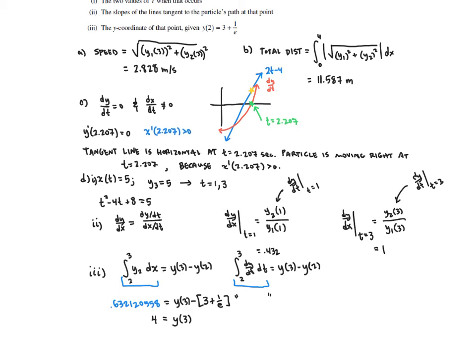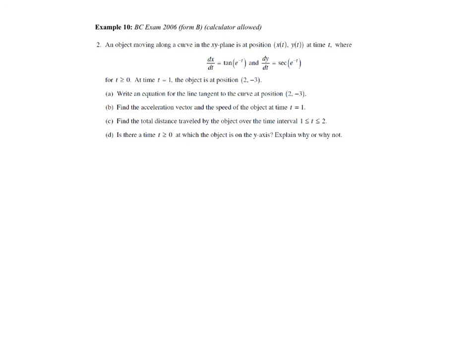All right, guys, there you have it. That's an FRQ 2010 style using some parametric curve work. All right, let's look at 2006. Here we are, 2006. Example number 10 from the BC exam, Form B, calculator clearly allowed.